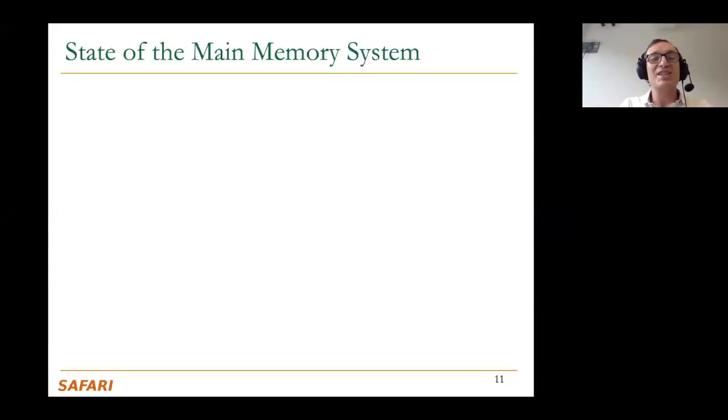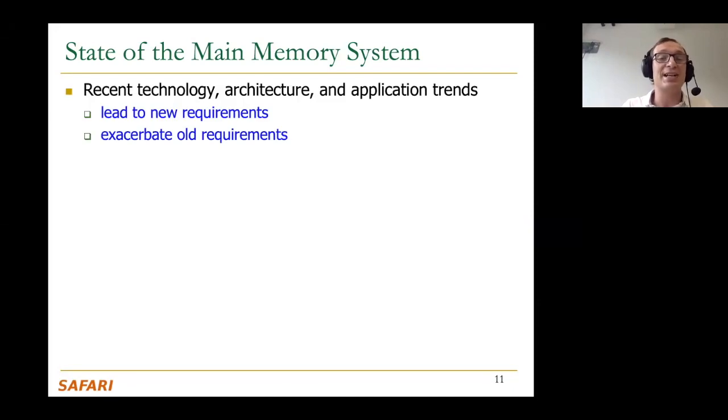Okay, let me give you a one-slide overview of the state of the main memory system as I see it. There are some recent technology, architecture, and application trends that lead to some new requirements and that exacerbate old requirements. We've always demanded a lot from the memory system. I'll give you a historical perspective also in this course. An architect looks backward also, as we discussed. So there are always a lot of requirements from the memory system, but there are going to be even more requirements going into the future, as I've discussed from examples with genome analysis earlier.